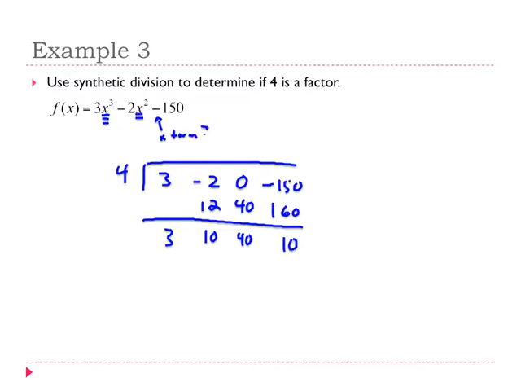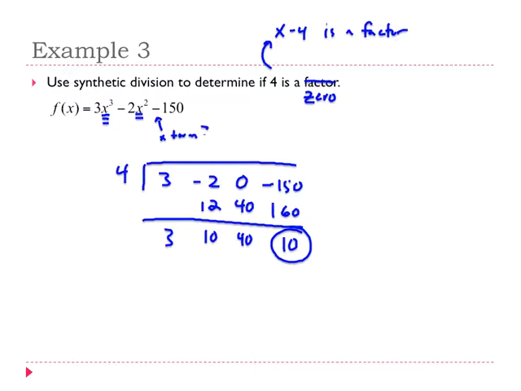And that means, and this isn't true, this should say 0. We're trying to find out if 4 is a 0, and that's the same thing as saying that x minus 4 is a factor. Okay, so those two things mean the same thing. If 4 is a 0, then x minus 4 is a factor. And it turns out it's not, because look, we have a remainder of 10.